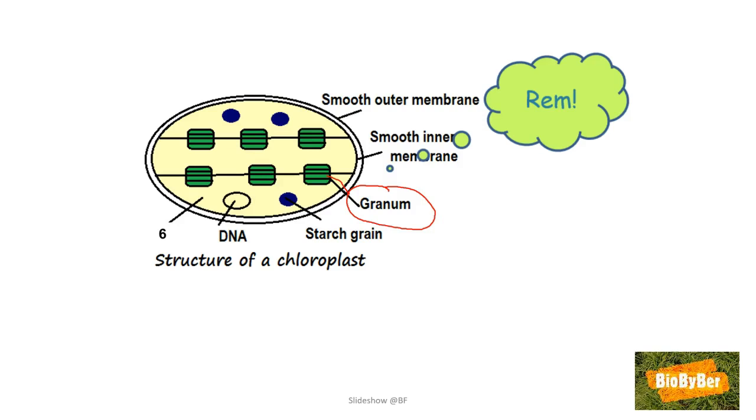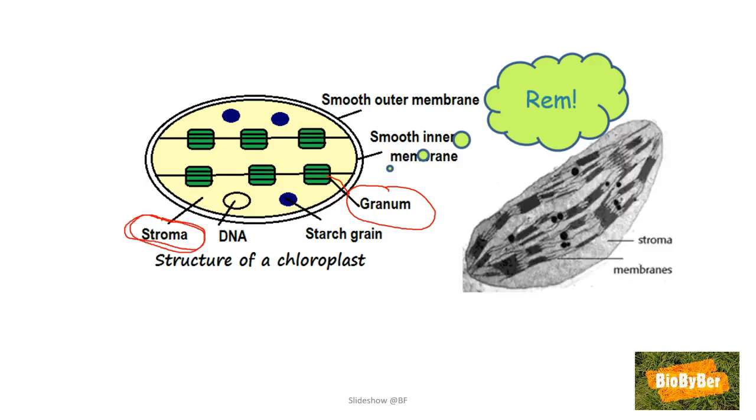The stroma is very important because it is here that the dark stage or the second phase of photosynthesis takes place. This is what the chloroplast looks like under the microscope, if you recall, easily identifiable by the grana, the stacks of membranes, and the stroma, the two areas that we're particularly interested in.